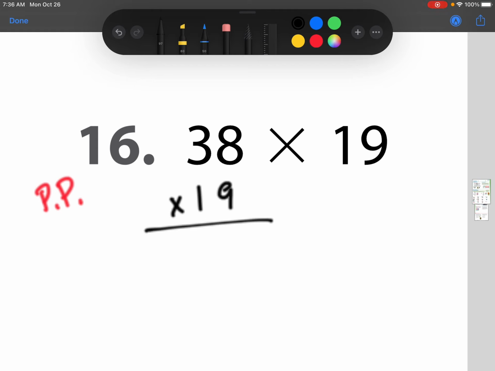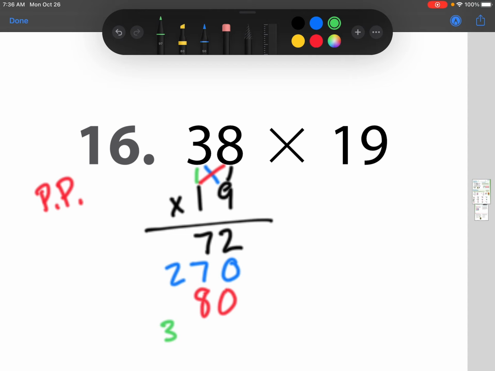Okay, so my first one is 9 times 8, which is 72. My next one is 9 times 30. So since it's 30, I put a 0 down. And then 9 times 3, my basic math fact is 27. My next one is 10 times 8, which is 80. And our last one is 1 times 3. But remember, it's not just 1 times 3, it's actually 10 times 30, which is 300.